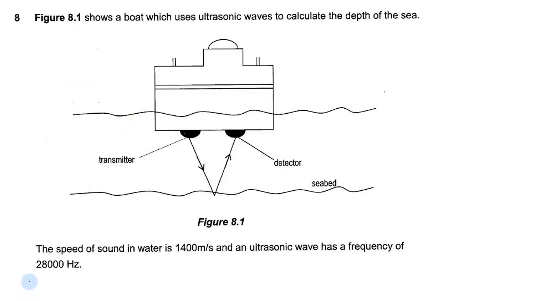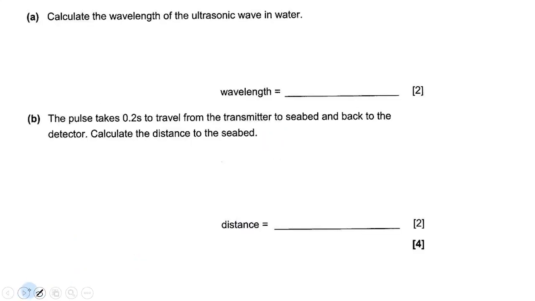Then we move to the next one. Here they're saying figure 8.1 shows a boat which uses ultrasonic waves to calculate the depth of the sea. So this is a boat which is using ultrasonic. It sends sound from the transmitter, then the sound is reflected and goes back to the detector. This is the seabed.